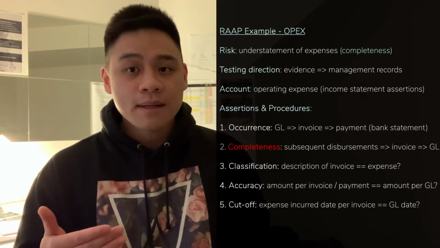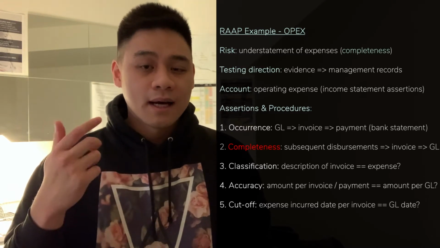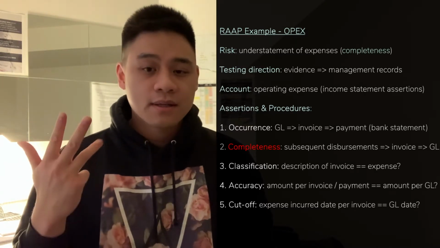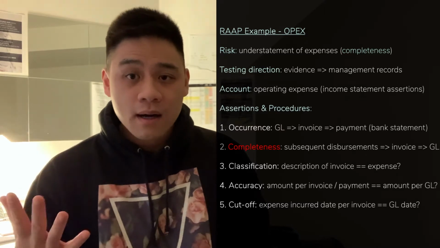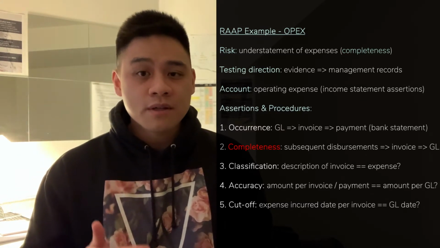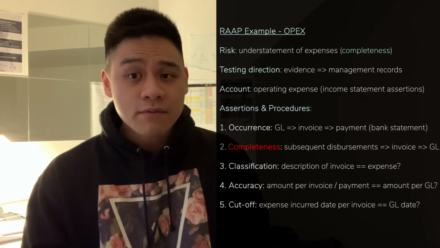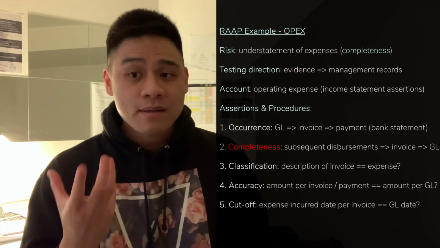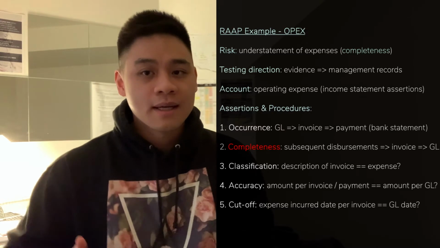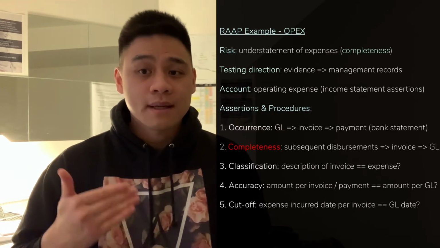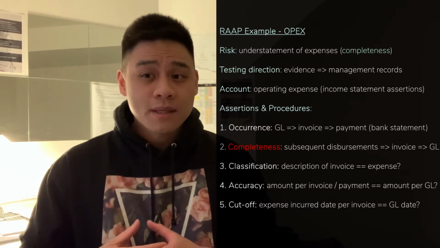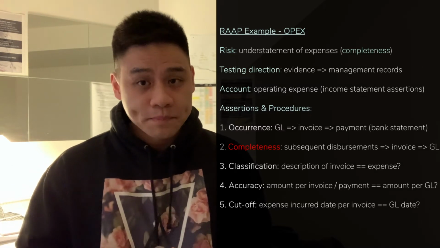Our income statement assertions are occurrence, completeness, classification, accuracy, and cutoff. So the procedure to address occurrence is you would request the GL listing from management, making up the operating expense amount, and agree it to the trial balance and the financial statements to make sure it's complete and accurate. And then you would test from GL to invoice to payment.